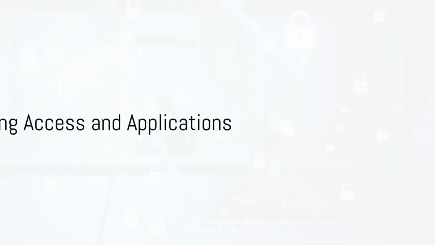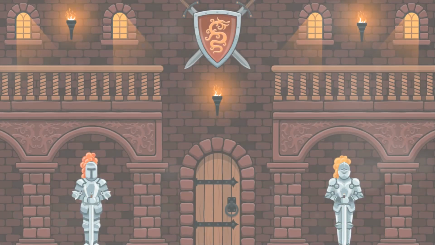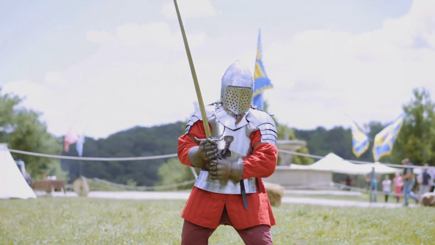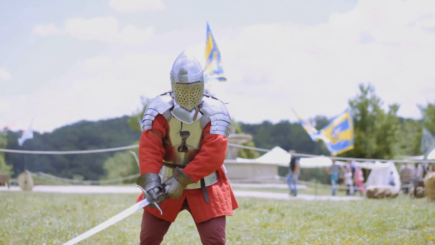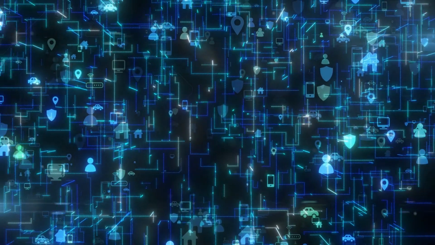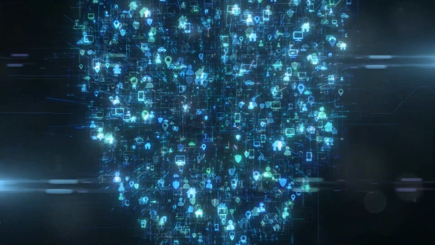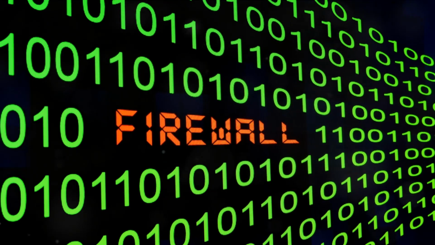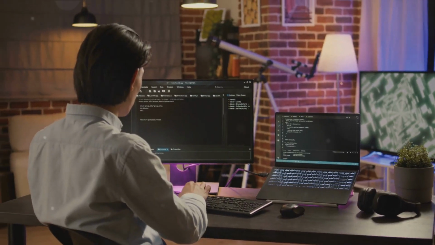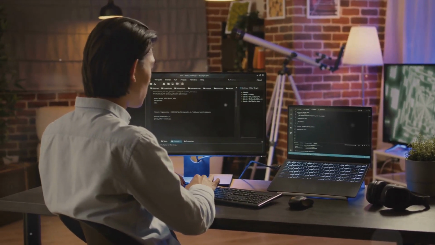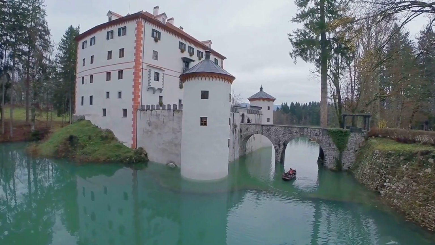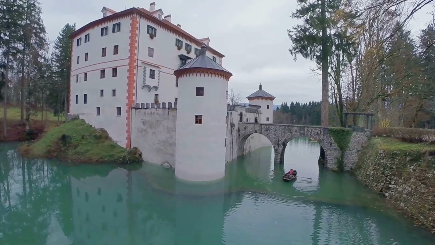Finally, we have securing access and applications. This is when the knight strengthens the castle's defenses, trains the guards, and ensures the gate is only opened for those who are supposed to enter. In cybersecurity, this involves implementing measures to protect the system. This can include updating software, closing unnecessary ports, and setting up firewalls. You might also implement two-factor authentication or use secure coding practices to protect applications. It's like outfitting your castle with a drawbridge and moat.